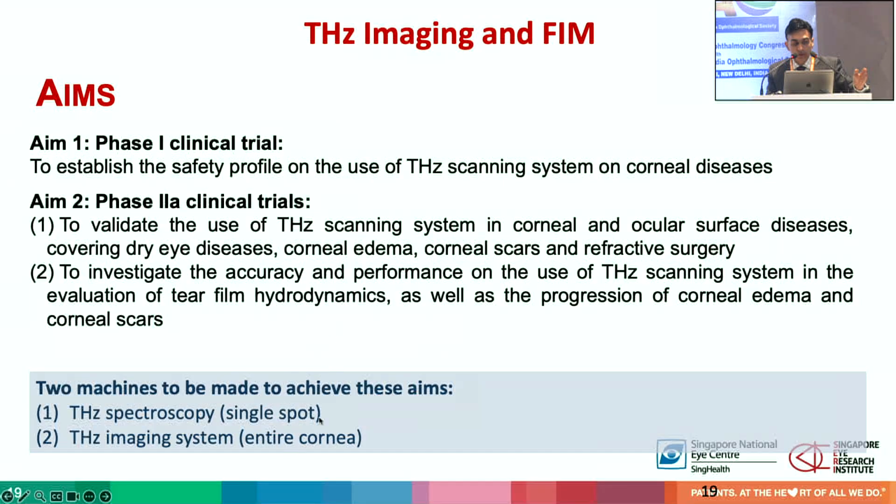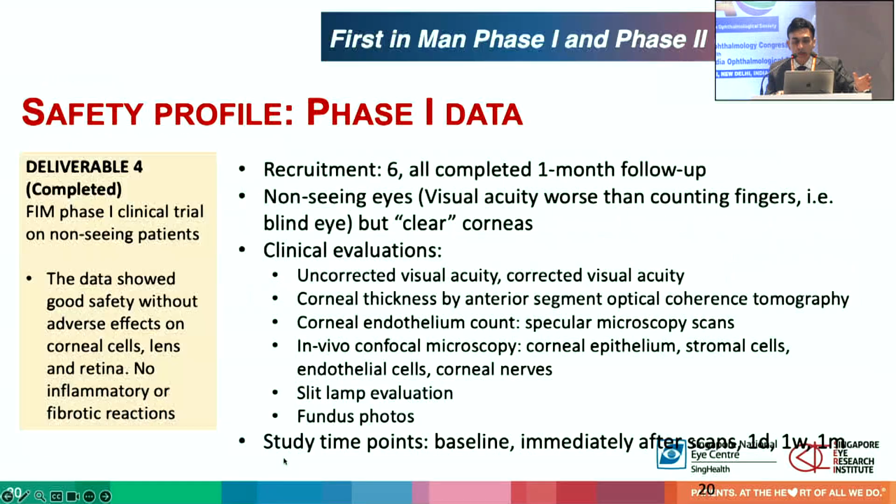We have two different kinds of software available. One gives you a single spot reading, which is then correlated to hydration. The second images the entire cornea and gives you a map similar to what you would see from a standard tomography map. We've completed the phase 1 study. This was 6 eyes, normal seeing eyes, with completed normal follow-up.